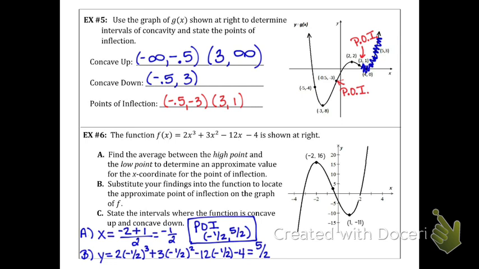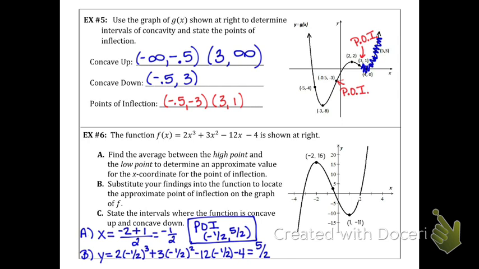All right, and then C. C wants us, now that we know that point of inflection, and look at it, does that point of inflection right there in between the maximum and the minimum look like it's approximately (-1/2, 5/2), which is 2.5? It does look like it. So we didn't do too bad.